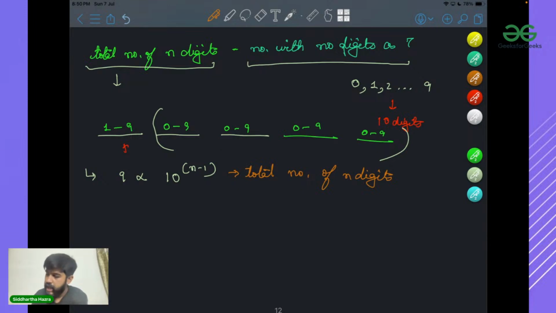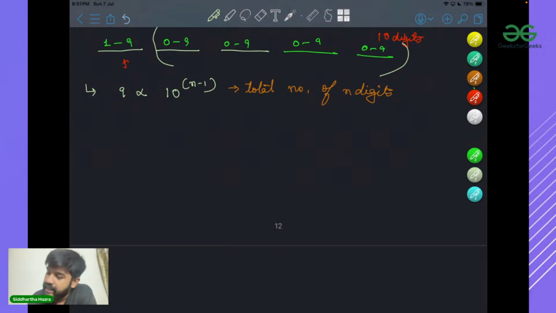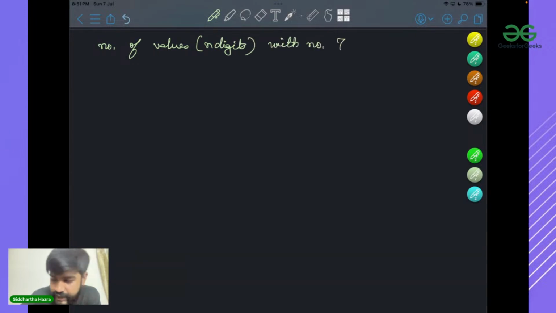Okay, this is how. And by just doing this, you can even find out the number of n digits which does not have 7 in it. See how easy it is to calculate. Now my next problem statement is to find out the number of values which are n digit with no 7. See how easy it is to find out with no 7 in it.